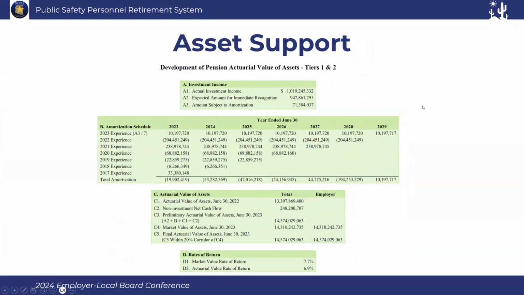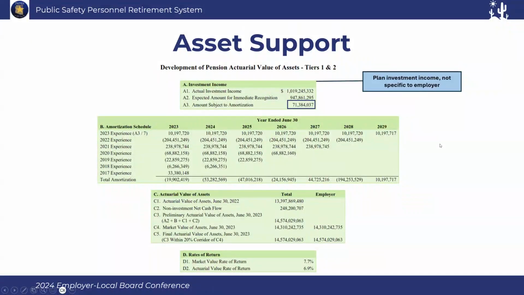Asset support. So this is another section that's interesting, and I just want to call out a few things about it. It's going to have the plan investment income. It's not necessarily going to be specific to employers, but it's something to look at and say, well, how much money did the PSPRS plan make last year in terms of investments in dollars? That's where you're going to find the amount, and it's going to have the actual investment income, what was expected, and then the amount that's over or under that.